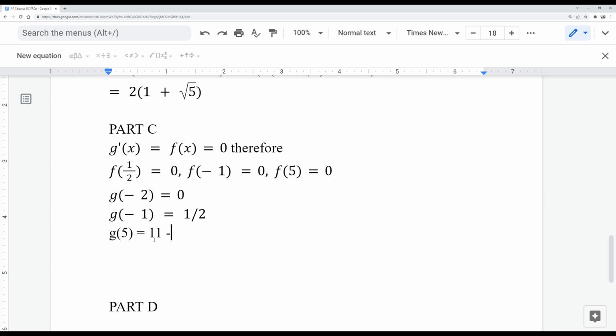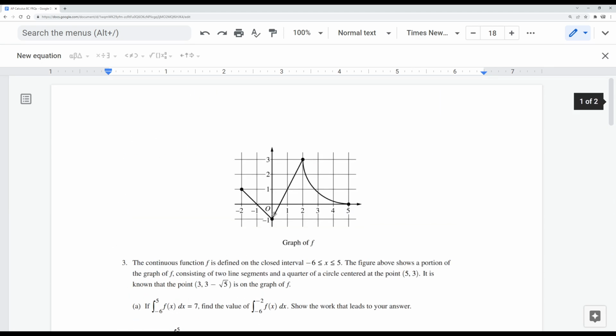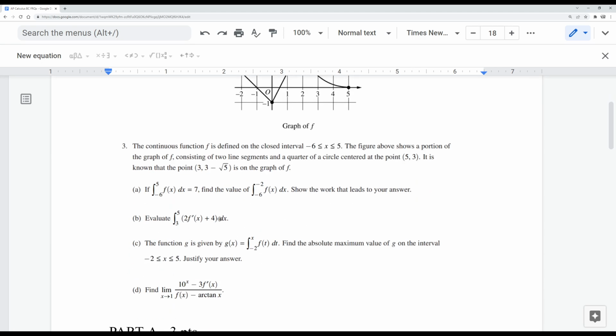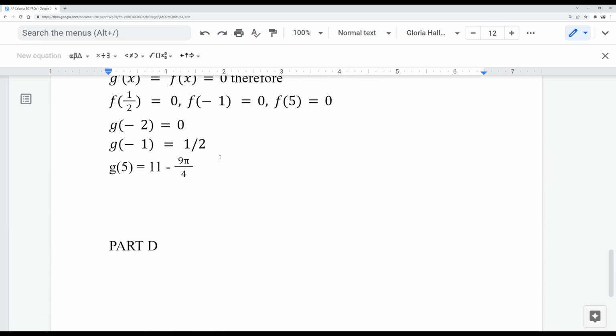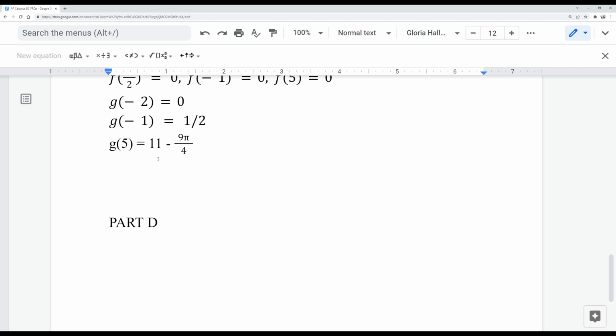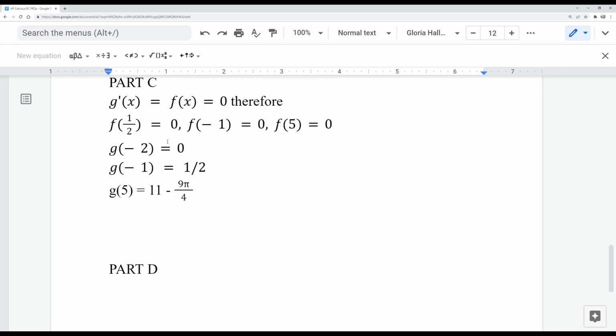equals 11 minus 9 pi over 4. Again, how can I find this? The actual g function is just the integral. We established this earlier, remember, we talked about this, right? So that's where that comes in. And basically we can see that this is clearly greater than this and greater than this, and there's kind of an upwards trend.